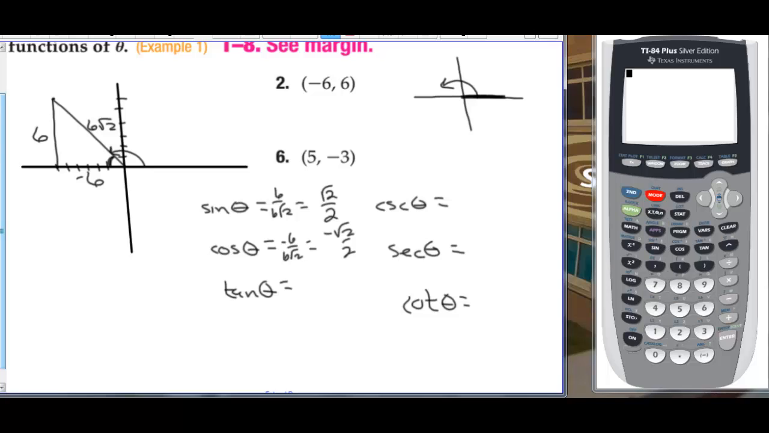And then the tangent is 6 over negative 6, which is negative 1. So now we have, this is square root of 2, this is negative square root of 2, and this is going to be still negative 1. The reciprocal of negative 1 is negative 1. Questions on that one?